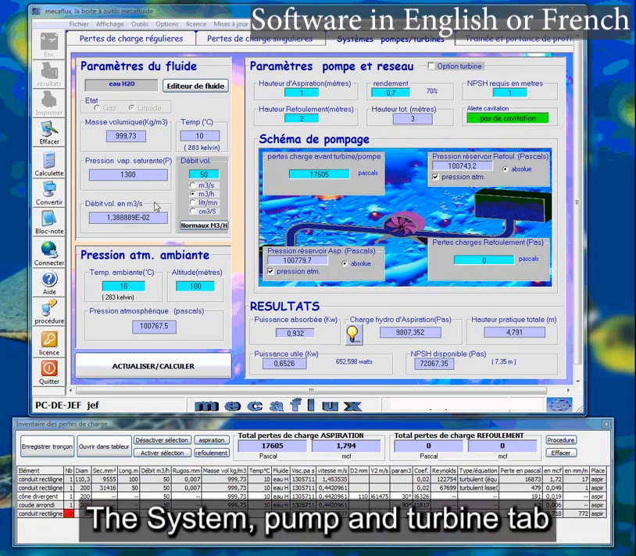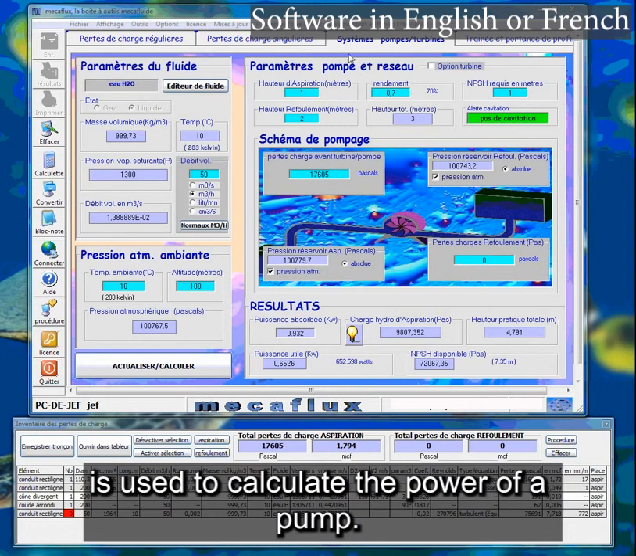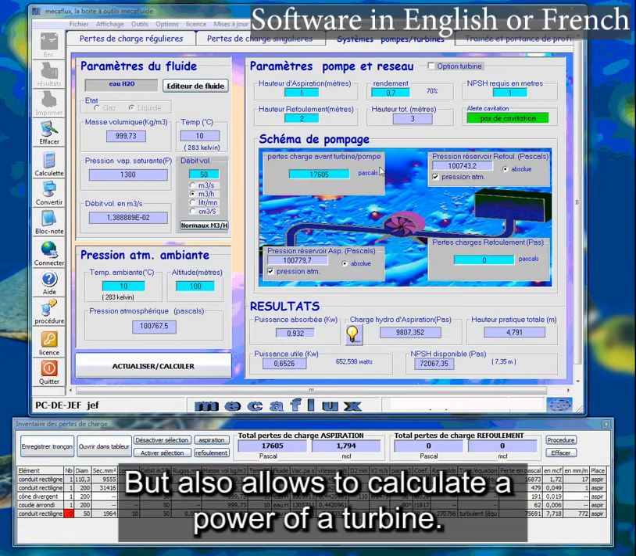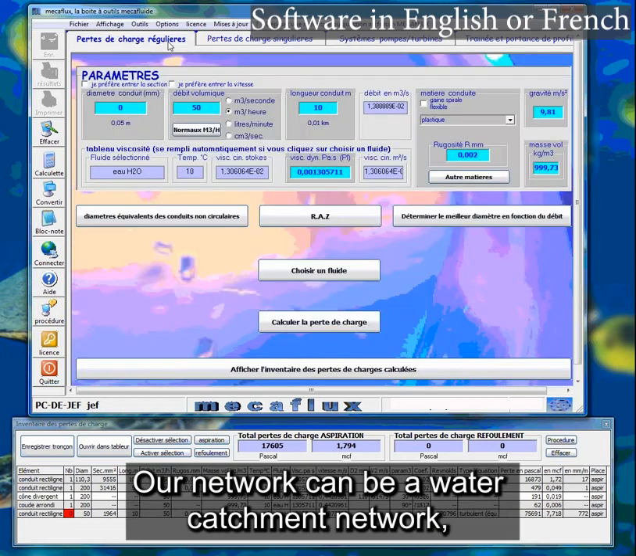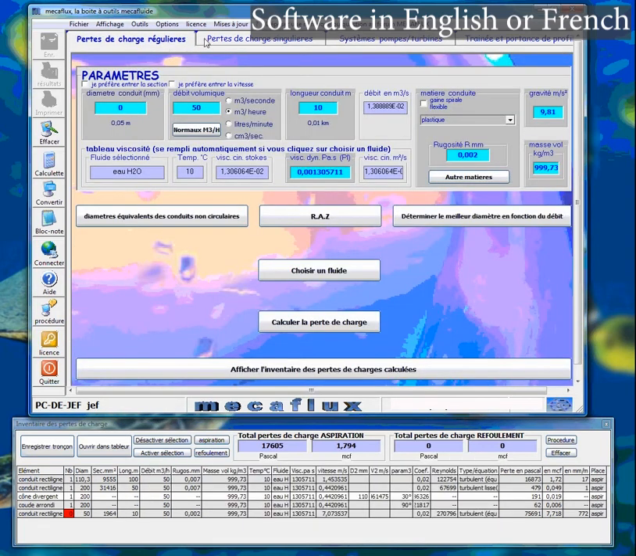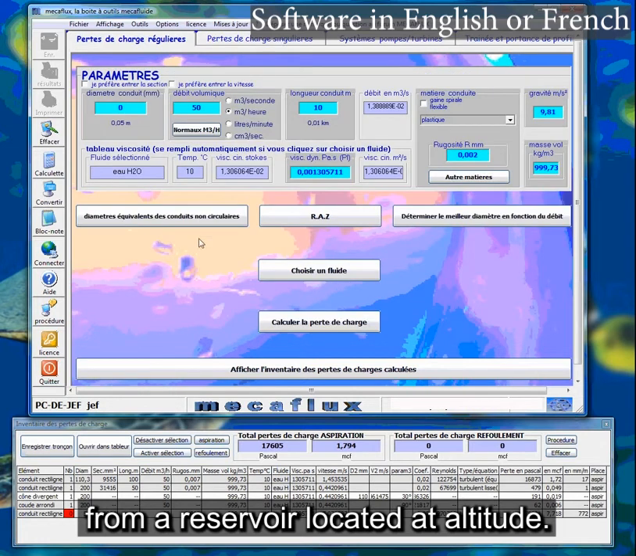The System, Pump and Turbine tab is used to calculate the power of a pump, but also allows to calculate a power of a turbine. Our network can be a water catchment network from a reservoir located at altitude.